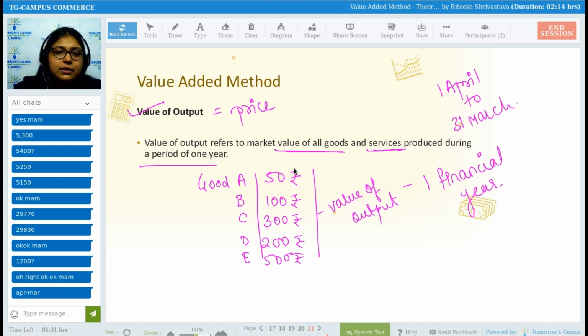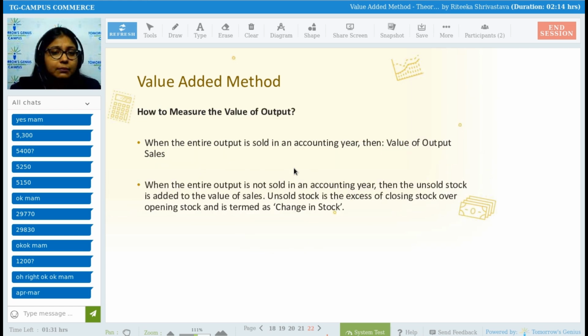And the goods and services produced. Now here I mentioned goods, it can be services also. So the goods and services produced in one financial year, the value, the price or the market price of those goods and services are included in value of output.